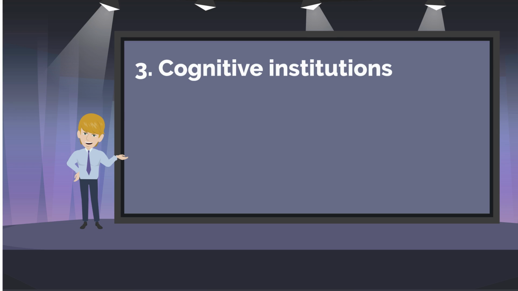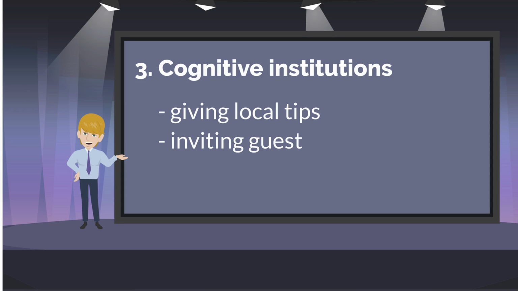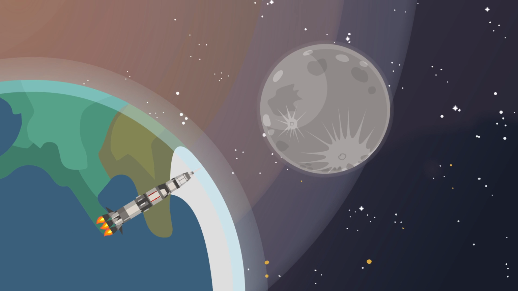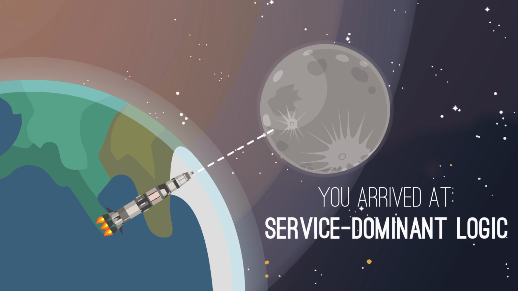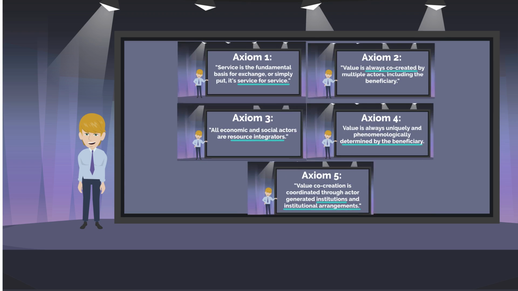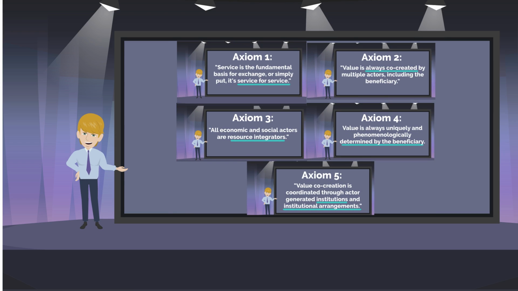Cognitive institutions are beliefs, opinions, ideas, even symbols that have become established over time as customary practices. Those include, for example, giving tips for local activities and gestures like inviting guests for a meal. And there you have it. I hope the planet of service-dominant logic is now more clear to you. The 5 axioms are key to understanding and creating future and innovative business models.